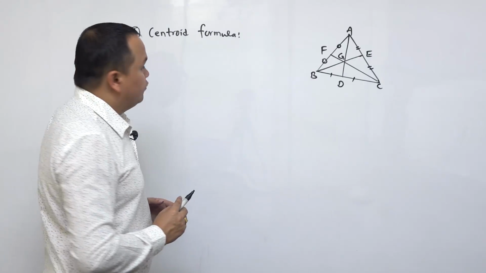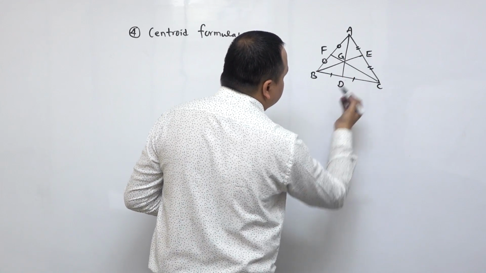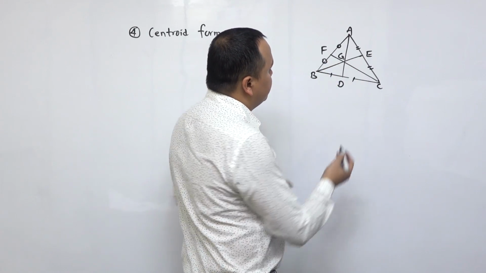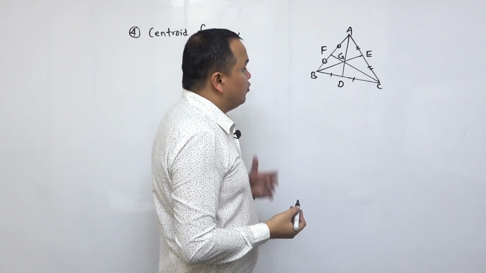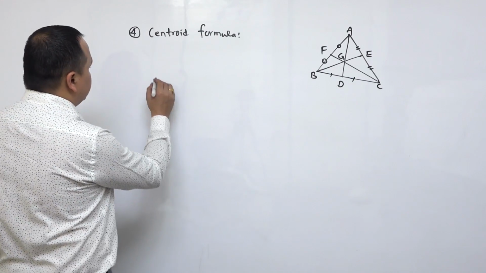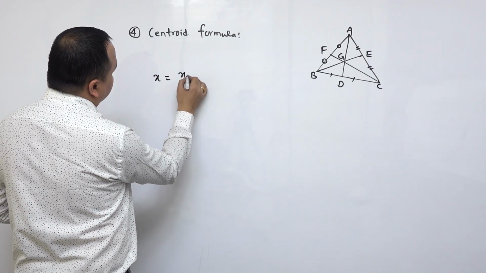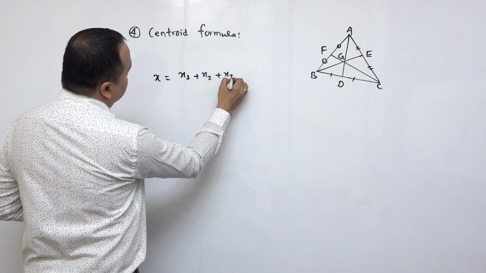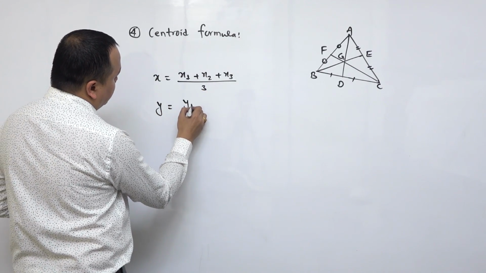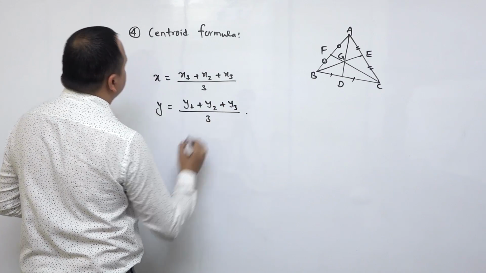Midpoint formula. For the centroid formula, here ABC is a triangle. The medians AD, BE and CF have their point of intersection G, which is called the centroid. Centroid formula: x is equal to (x1 plus x2 plus x3) divided by 3. Similarly, y is equal to (y1 plus y2 plus y3) divided by 3.